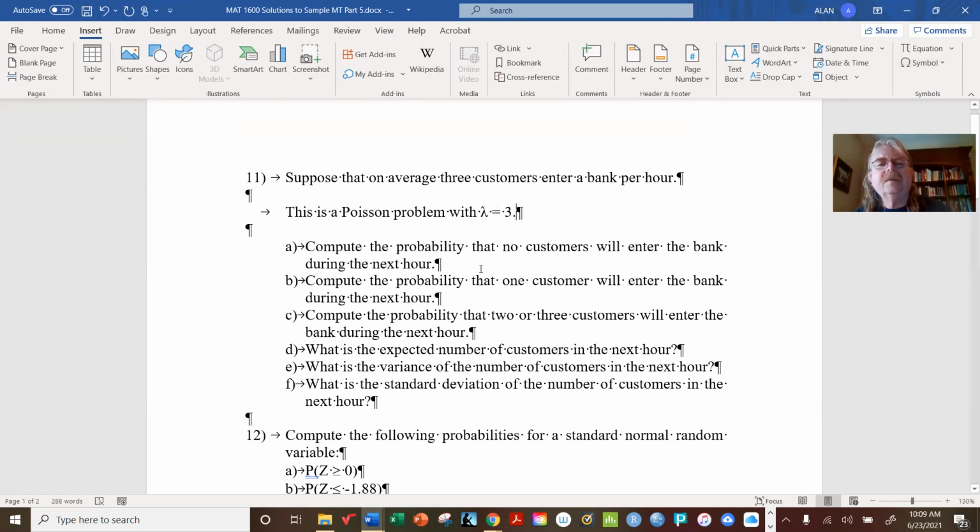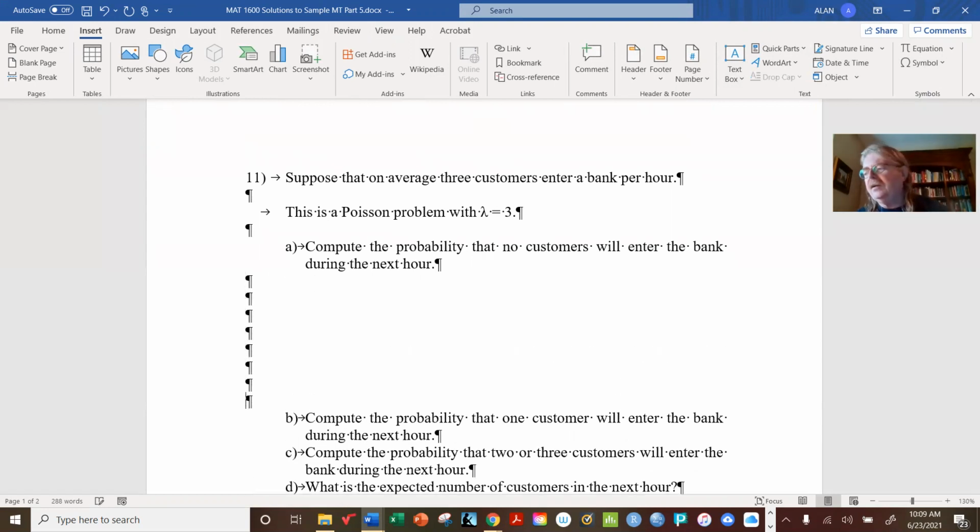So compute the probability that no customers will enter the bank during the next hour. Now, again, like we did the other day, yesterday, we can do this in 2 different ways. We can use the formulas, or we can use our calculators. That's entirely up to you. All right. So if you did this with a formula, how would that work?